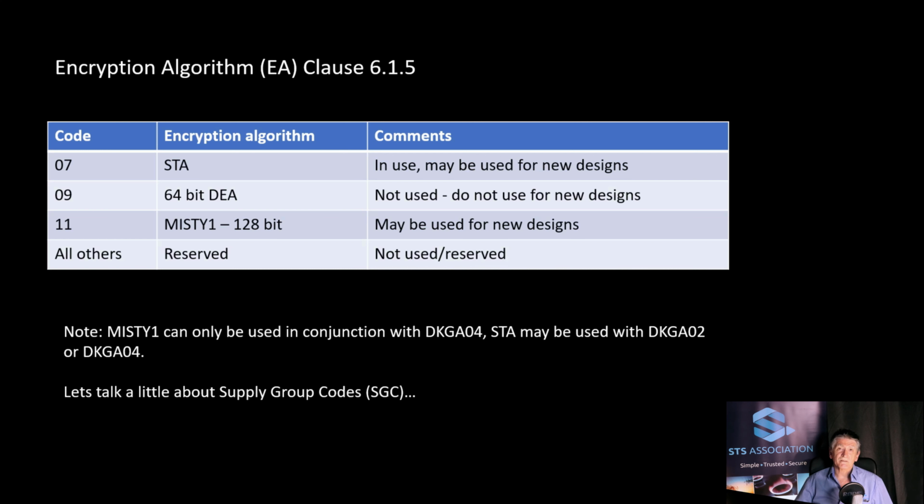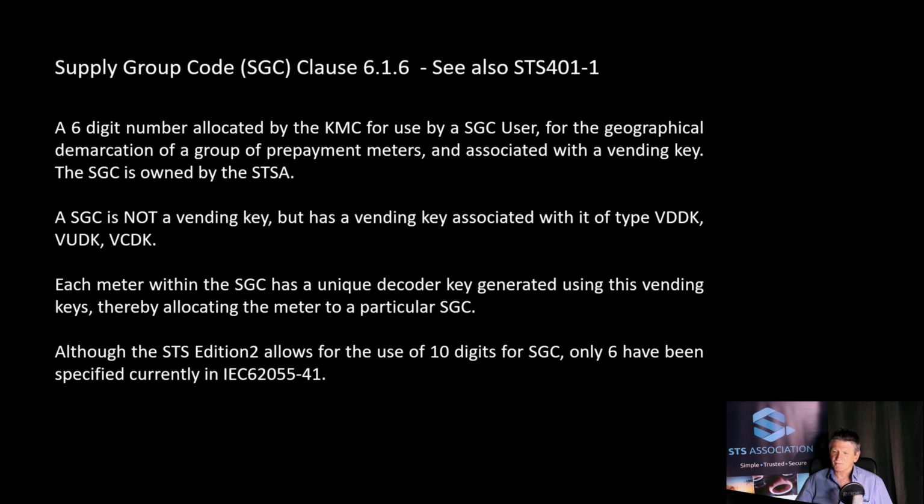Let's just talk a little bit about supply group codes, or SGCs. For that you can look at clause 6.1.6 and also STS 401-1. A supply group code is a 6-digit number allocated by the Key Management Center for use by an SGC user for the geographical demarcation of a group of prepayment meters and associated with a vending key. It is not the vending key, it is associated with the vending key. The SGC is owned by the STS Association.